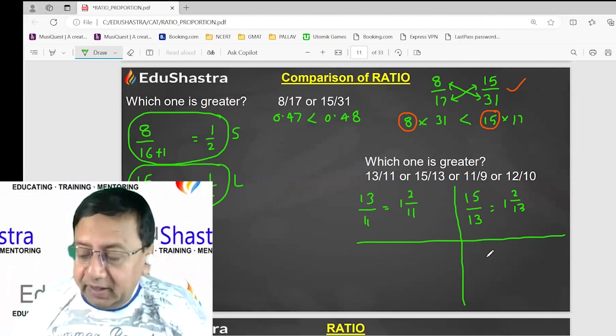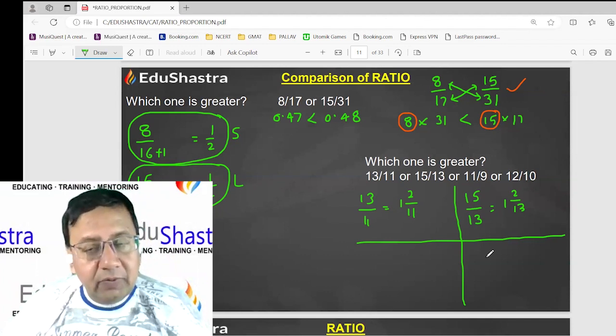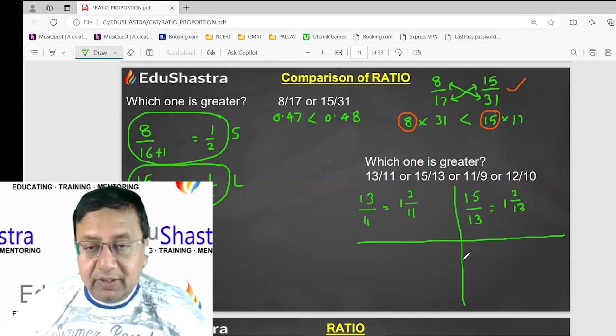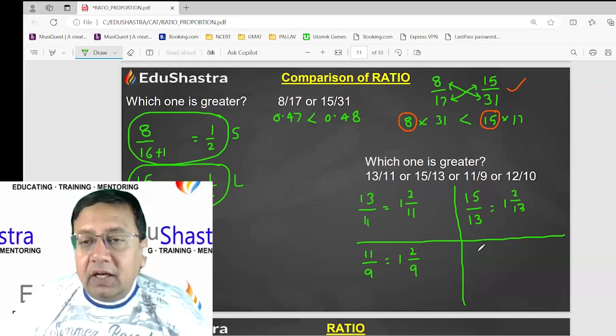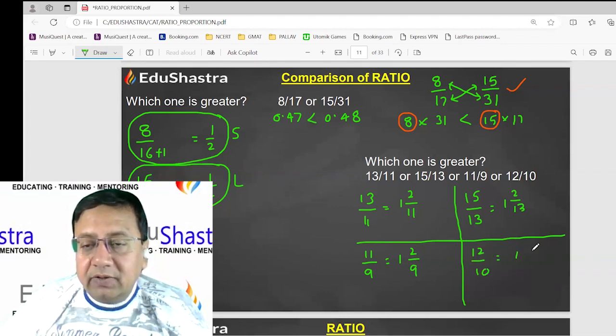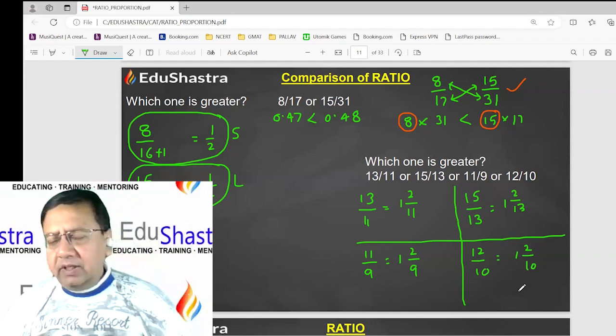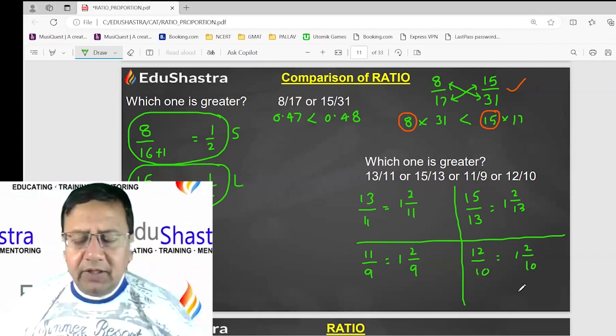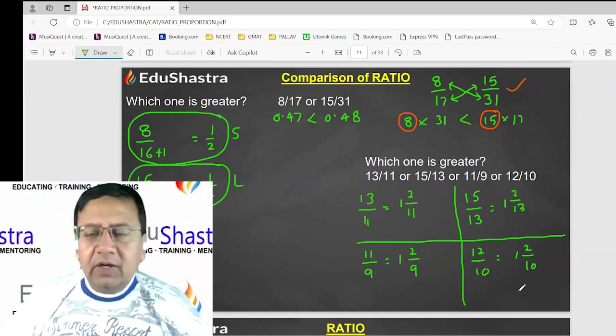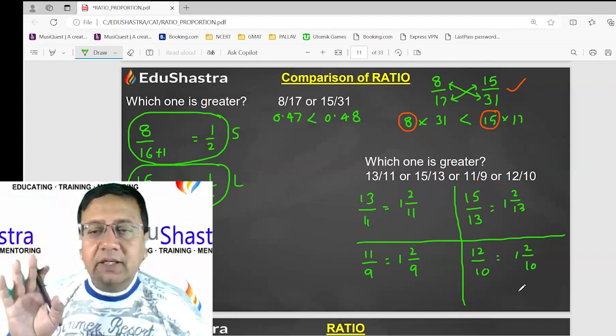But the thing which I am using here, in one go, you are sure that this one is greater or not. So just see this. Third fraction is what? 11 by 9. I can write this as 1 and 2 by 9. And the last one is 12 by 10, so this is 1 and 2 by 10. These are in mixed fraction form. In every fraction we have 1, 1, 1, 1 and numerator is 2, 2, 2, 2. Only one thing is different, that is the denominator.